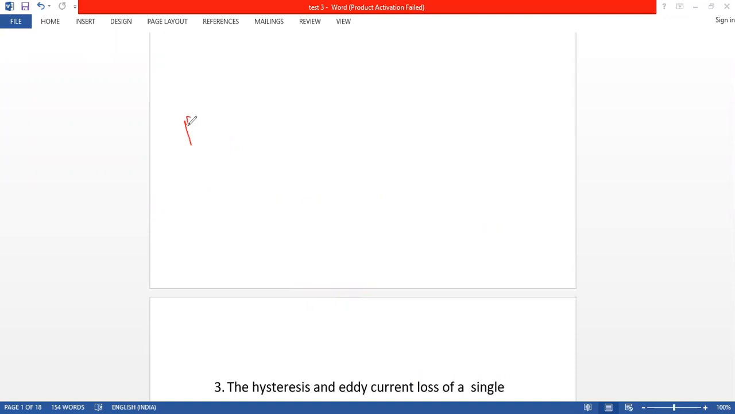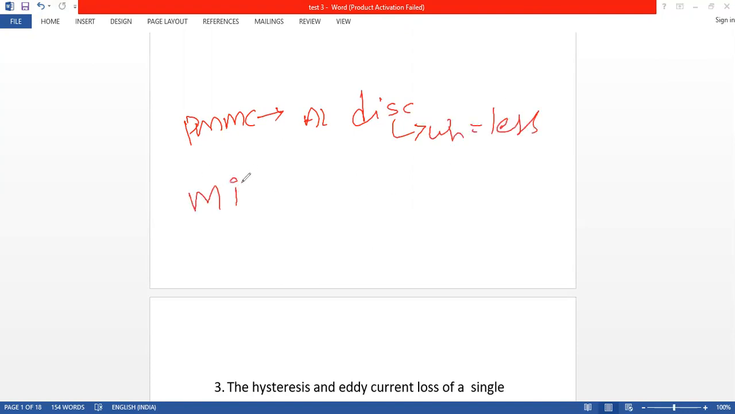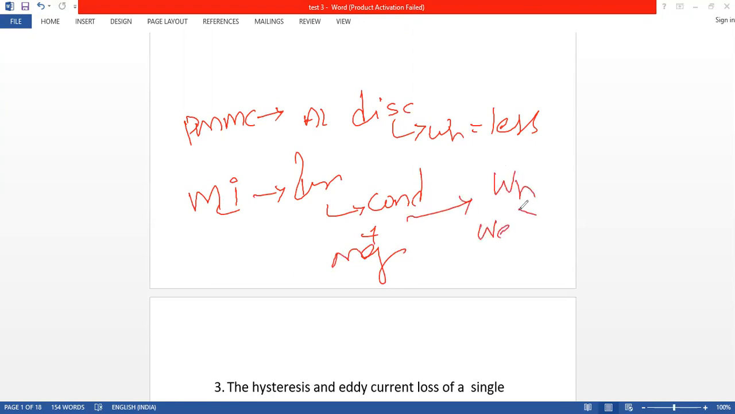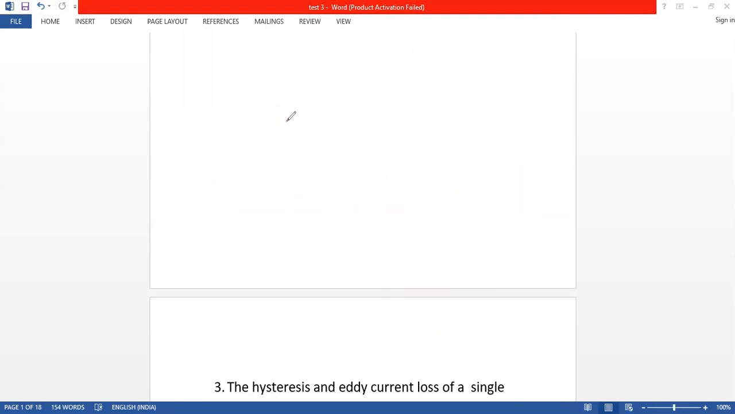Now your PMMC will use an aluminium disc. Why? To keep hysteresis loss less. Okay. Whereas your moving iron itself will have iron. Iron is what? Both conducting plus magnetic. So it will have both hysteresis and eddy current losses. So you can say your efficiency is less, sensitivity is less in your MI. Error is more in your MI instrument. So hope you are able to connect this point.